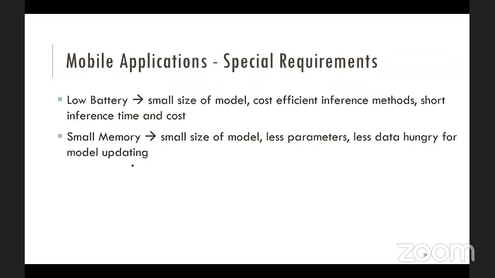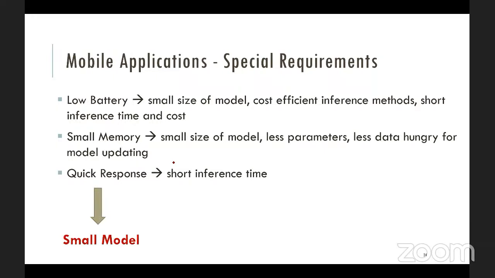So not low battery is related with battery, then your memory, less number of parameters. We want that our model should be less data hungry, right? And at the same time, we want it should give us quick response, right? Your inference time should be short. So what does it mean? Basically, for mobile applications, we want a small model.